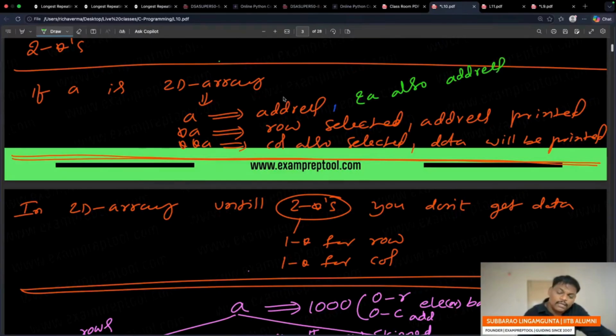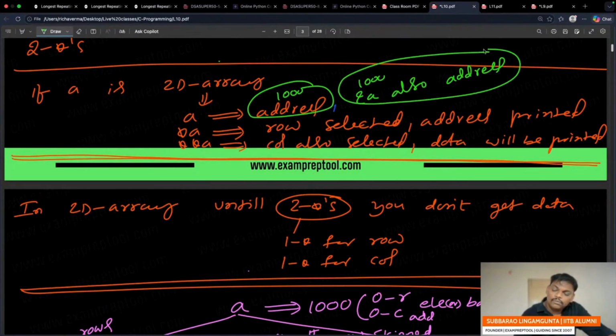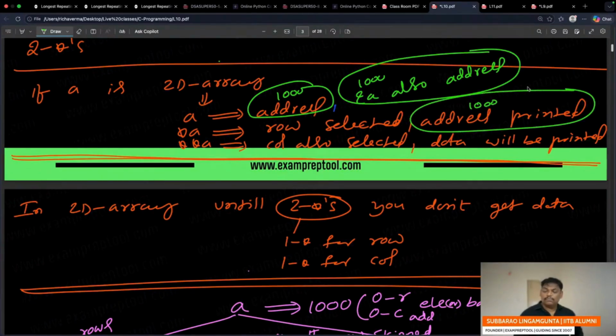So A is the address, which is 1000. Ampersand A is also 1000. Star A is also a row selected, but the address 1000 is printed. Star A, column also selected, then data will be printed. So I think 10 will be printed. 10 data will be printed.